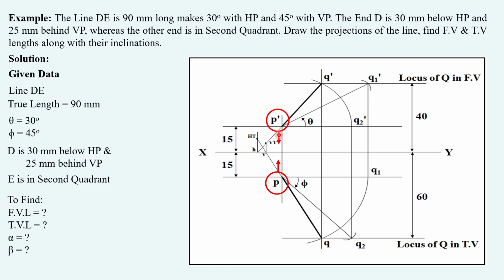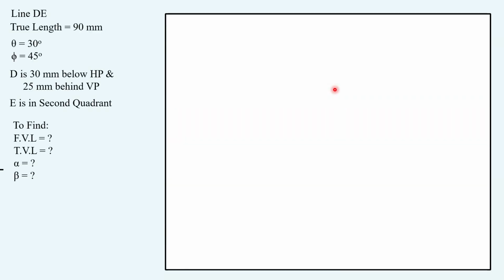Second, E is in second quadrant, according to which both front view and top view should be above XY line. That's why the angle which we will be taking here, theta, should be taken upwards. So both the locus, that is front view locus of E and top view locus of E, should be above XY. Let us draw the actual solution.